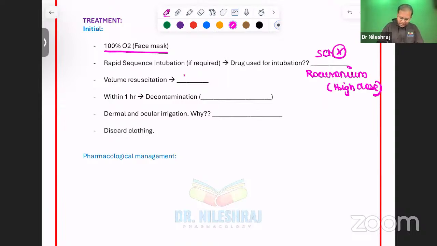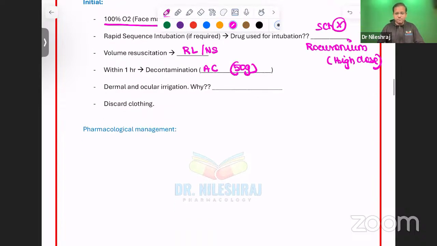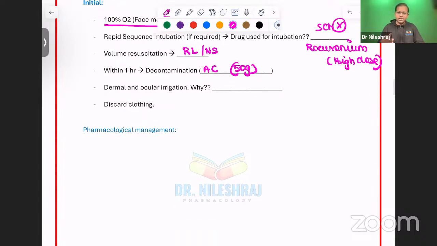Volume resuscitation, we can administer ringer lactate or even normal saline solution. We have to make sure the volume is balanced out. If the patient has been brought within 1 hour of ingestion, we can try decontamination. These organophosphorus compounds are highly absorbable. So if it is within 1 hour, we can try decontamination with activated charcoal. Around 50 grams can be administered in adults.